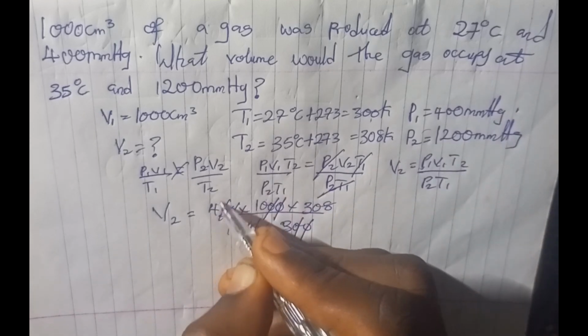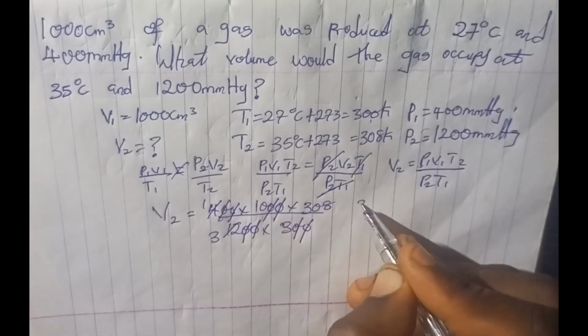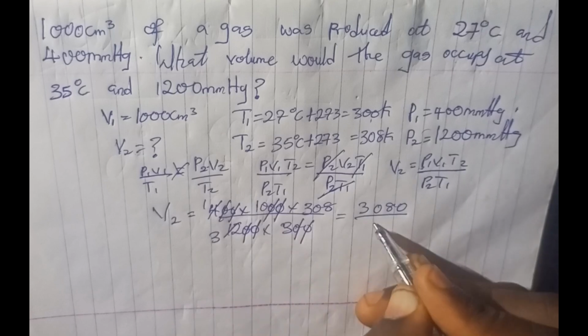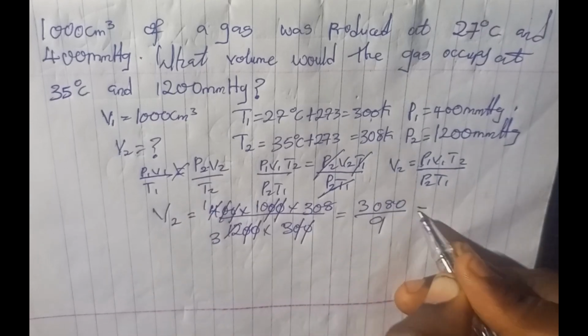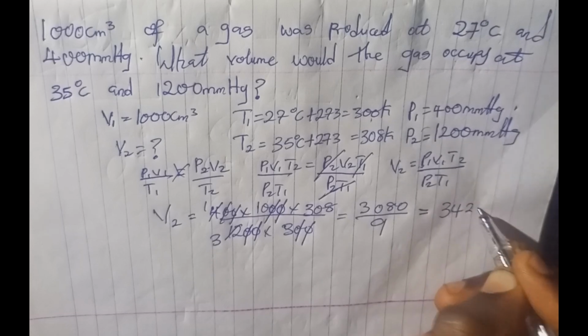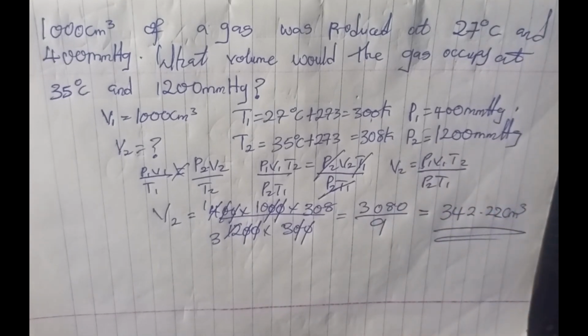So I have 4 here, 1, 4 here, 3. So this is 10 times this, which I know will give me 3080 all over 3 times 3, which is what? 9. So if you put this in your calculator, you'll be getting 342.22 cubic centimeter. And that's our final answer.